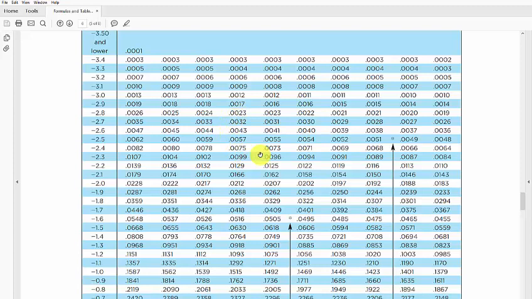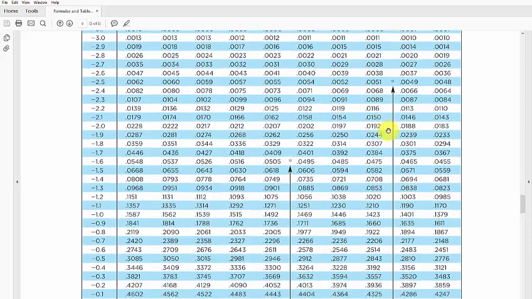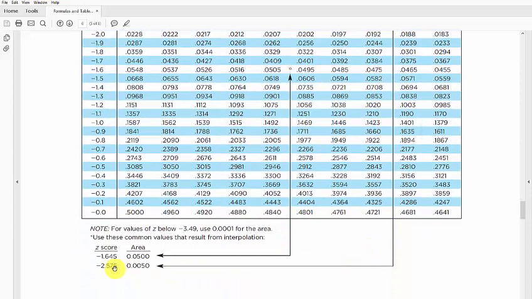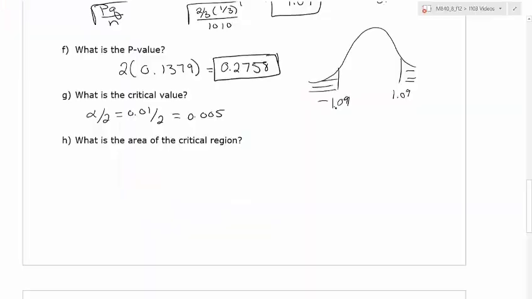So let's see here, 0.005. There's a star in between 0.0051 and 0.0049. So follow that back to where it came from, and we get 2.575. And we want both the positive and the negative because this is a two-tailed test. Again, you can do this on your calculator.